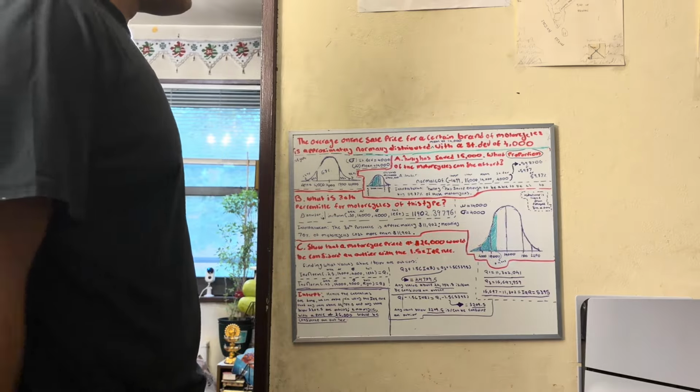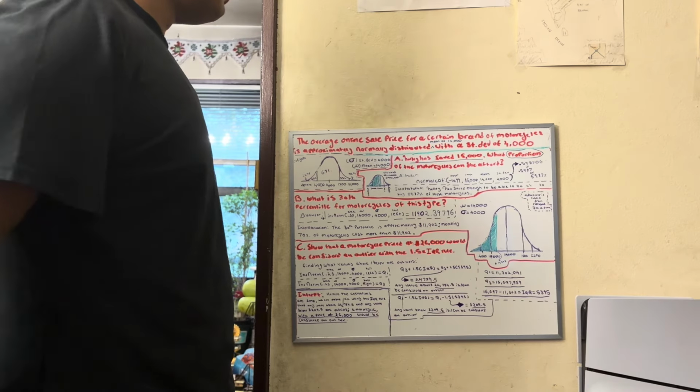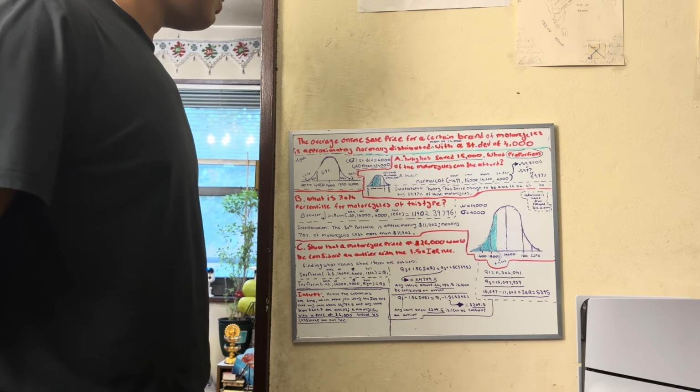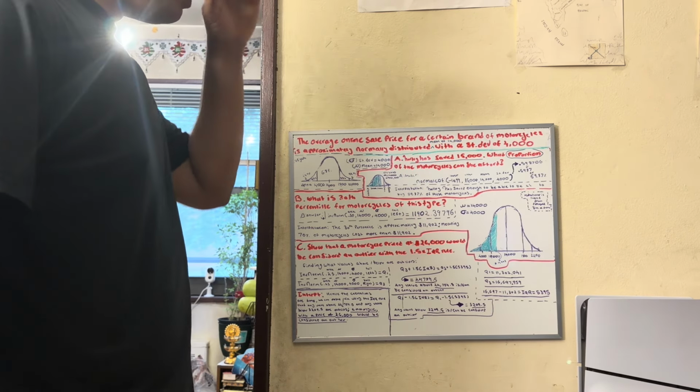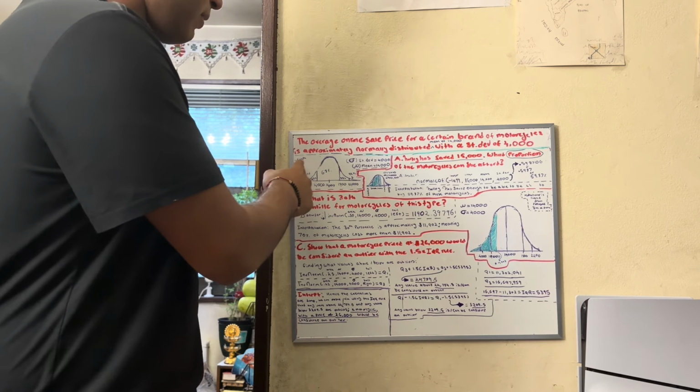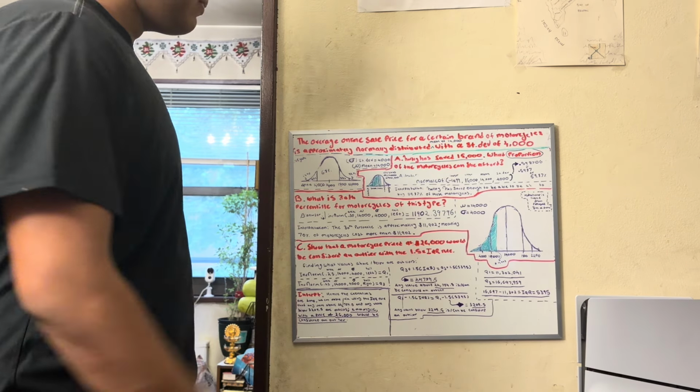And so this is the answer to the question. The average sale price for a certain brand of motorcycles is approximately normally distributed with a mean of 14,000 and a standard deviation of 4,000. And so I drew a graph here for me with the empirical values.